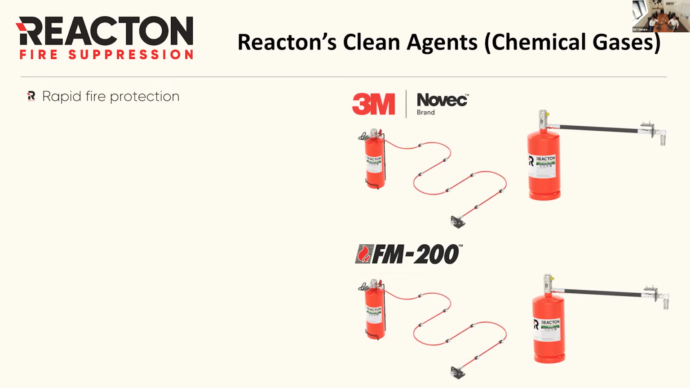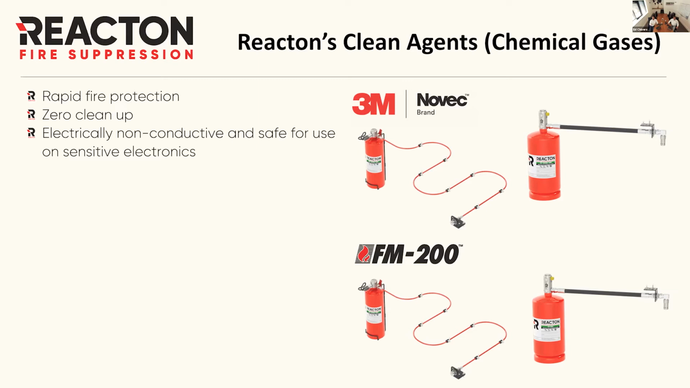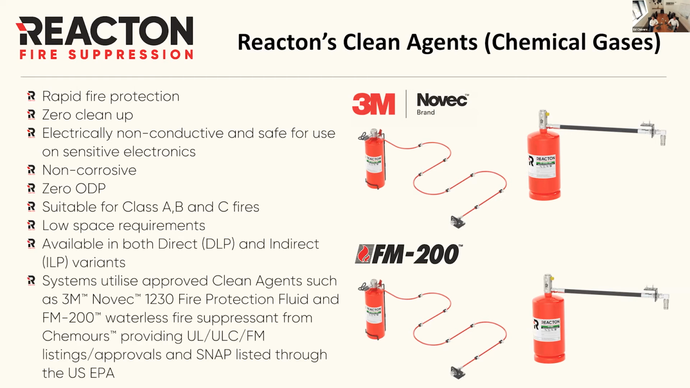So on this slide, we're now moving over to talking about the actual extinguishing agents that are used. When we talk about Reacton's clean agents, we're only referring to the chemical or synthetic gases, which are the 3M Novec fire protection fluid, which you can see here at the top right hand, where we've got a direct system with the tube shown and an indirect, just a typical one. And then below that, we've got the FM200 waterless fire suppressant from Chemours, again available in the exact same range and size, direct and indirect.